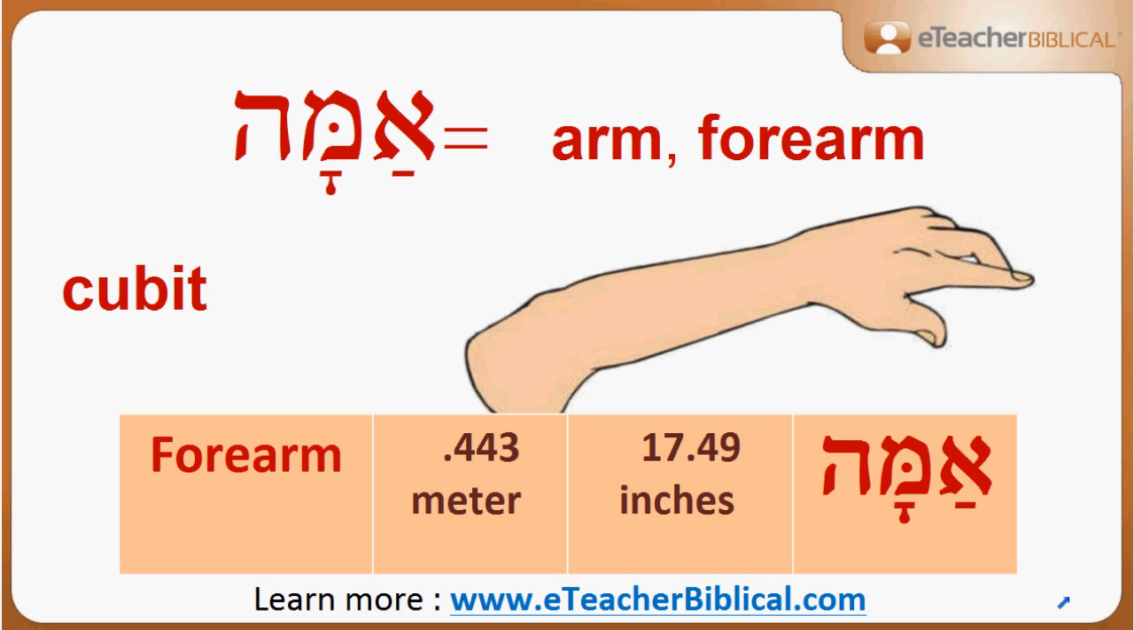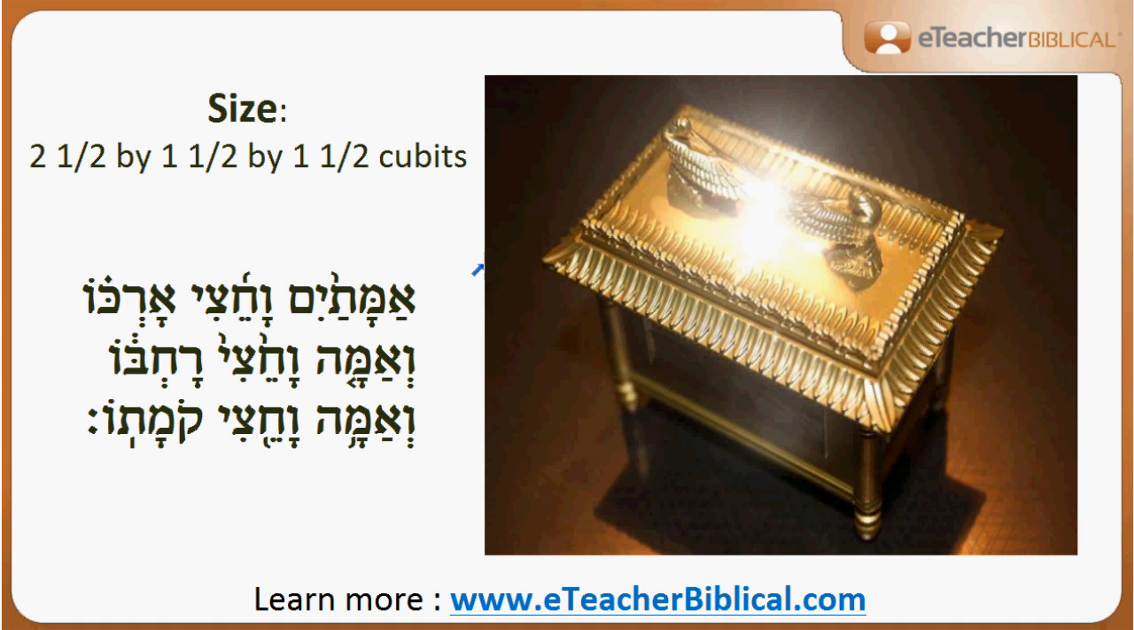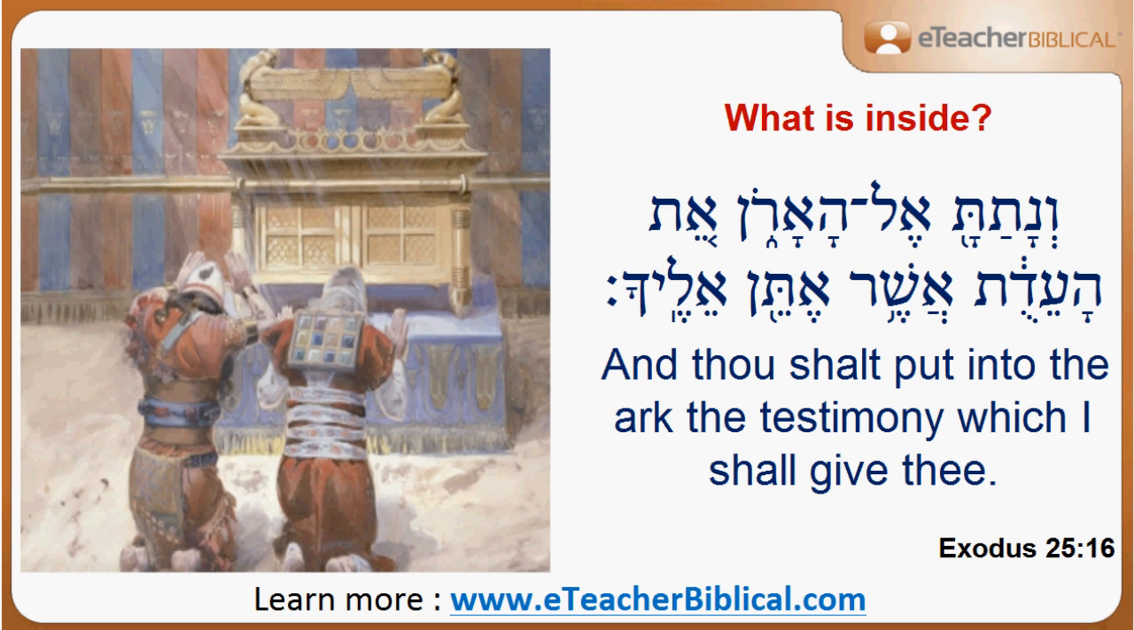Cubits, let's remember. So again, we talked about how tall was Goliath and we were trying to measure. You remember he is about 3 meters. So Amma, just to remember, we talked about Amatayim, 2 Amas. Yes, Aim for dual, Amatayim. So we are talking about Amma, which 1 Amma is 17.49 inches. Or if you want meters, 0.443 meters. So just make the calculation here, you can know exactly how big was it.